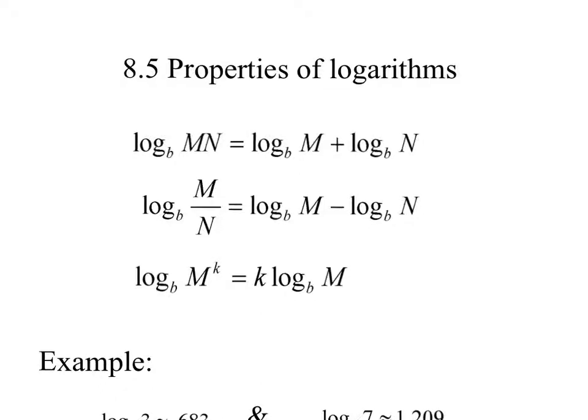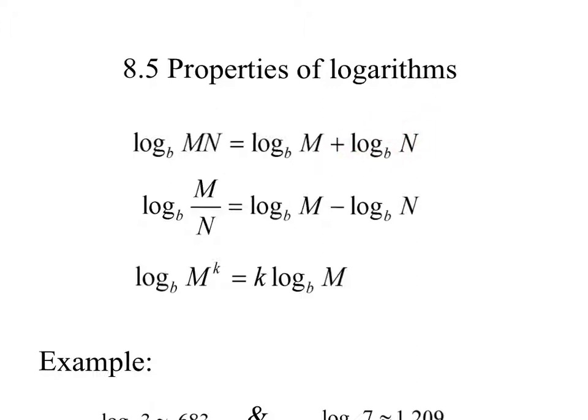So we're going to start looking now at something called the properties of logarithms. There are three of them. We start with log base b of two things being multiplied. And if you ever have that, you can separate it into log base b of the first thing plus log base b of the second thing.